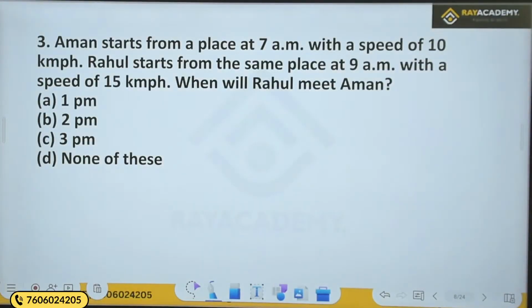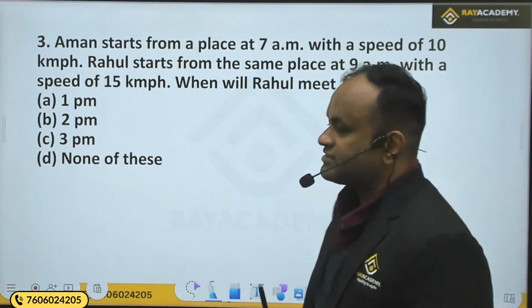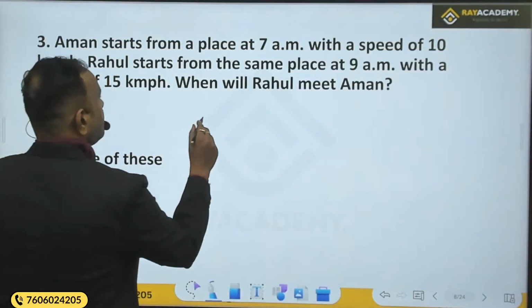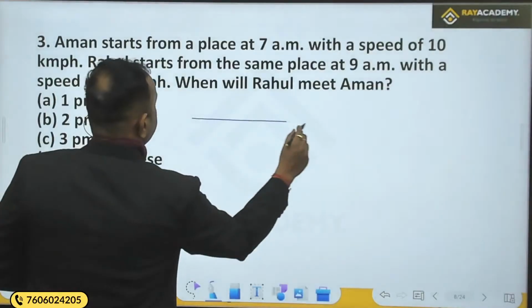Next question. Aman starts from a place at 7 a.m. with a speed of 10 km per hour. Rahul starts from the same place at 9 a.m. with a speed of 15 km per hour. When will Rahul meet Aman? This is a similar question that we have already done. We first bring everything to 9 a.m. What is the scenario? Let us solve it quickly.